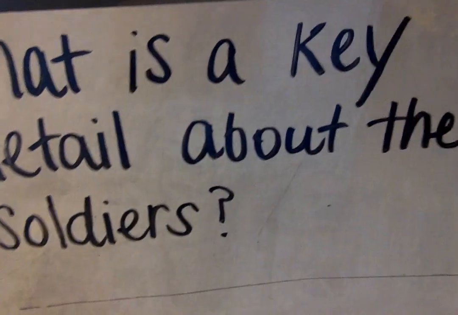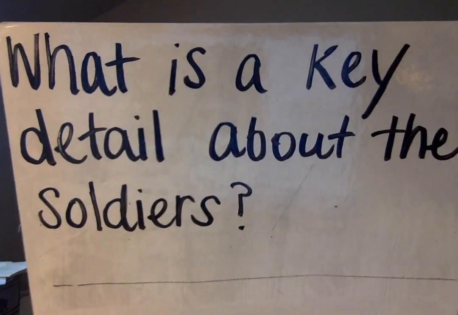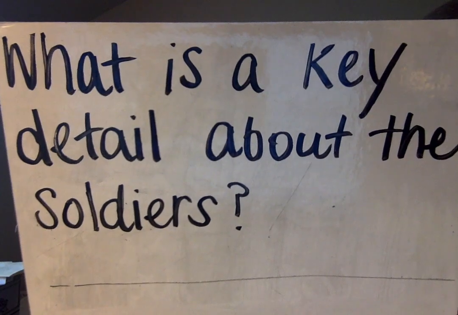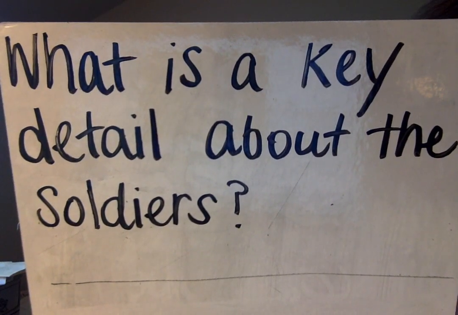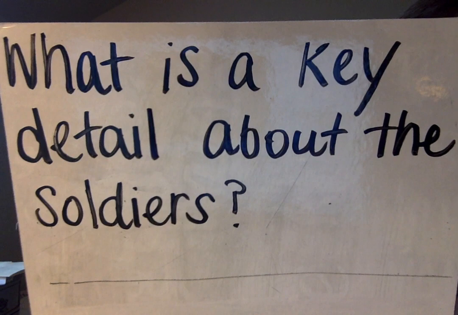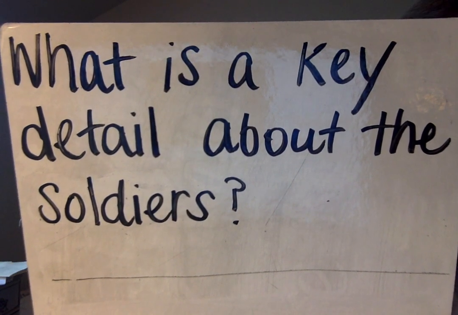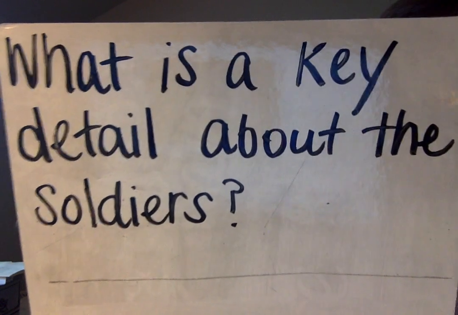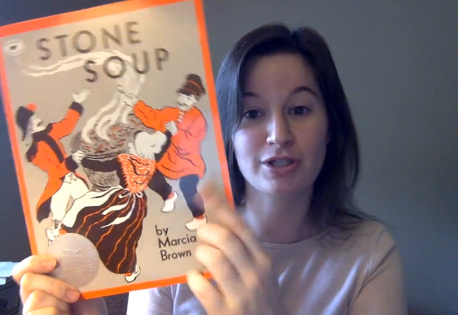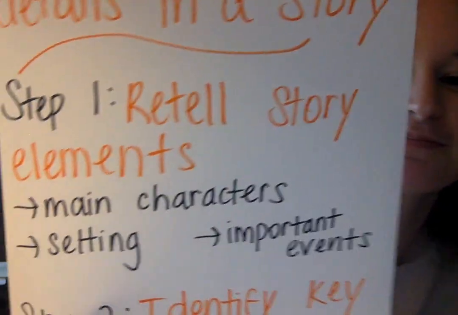So as always, I'm going to be answering our first question about key details. So just go ahead and watch me first. So our first question today, what is a key detail about the soldiers? Of course the soldiers that we're referring to in this question are the three soldiers that come into town in the beginning of the text. So our question is, what is a key detail about the soldiers? So let's go ahead and follow our steps to do that.